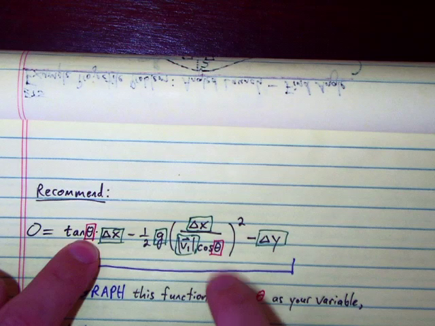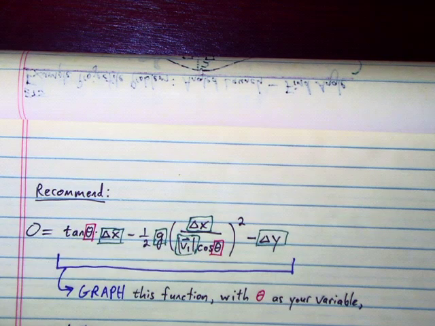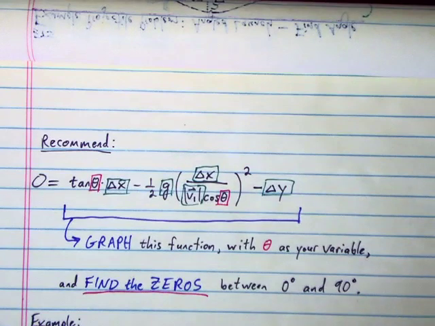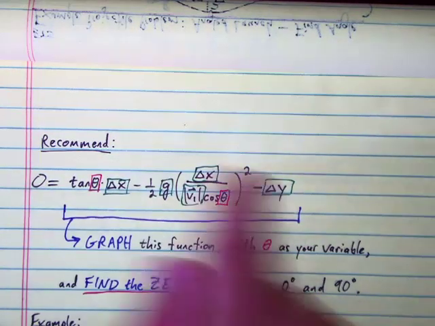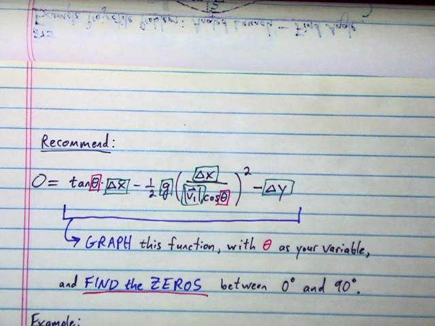We want to find the values of theta that make this expression equal to 0. In other words, what we want to do is find the zeros of this function. So we want to graph this function and find at what values of theta does it equal 0. And of course, to be physically realistic, those theta values have to be between 0 and 90 degrees. So we're only looking at that part of our horizontal axis.